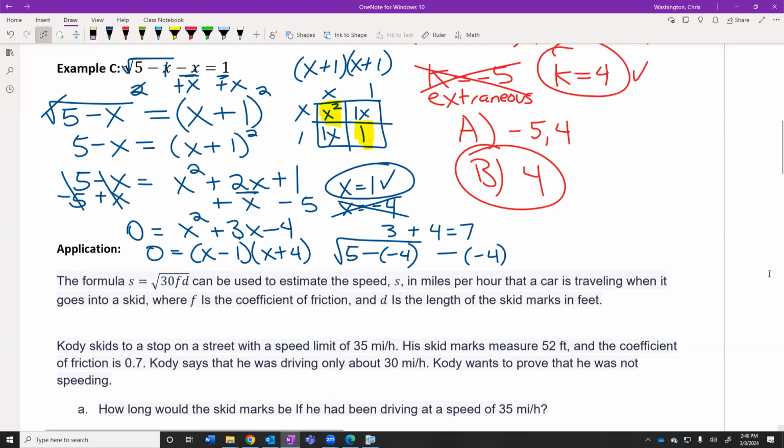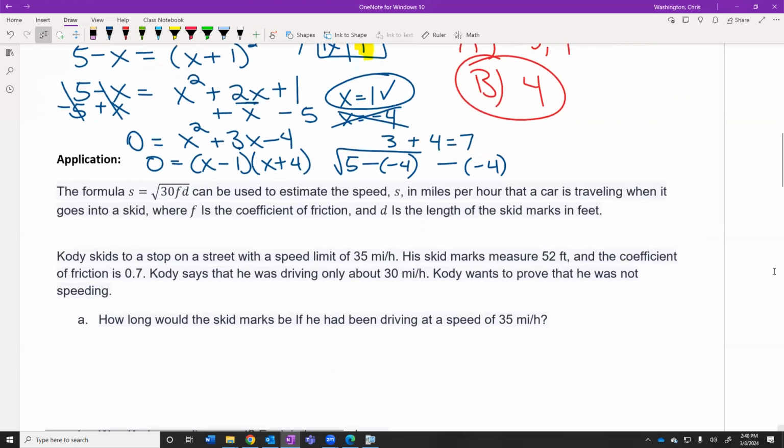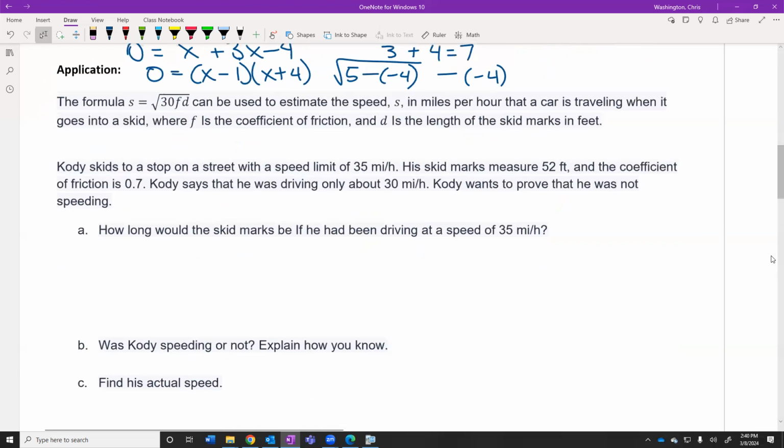Is it possible for both of them to work? It is possible for both of them to work, and on your classwork today, there will be some problems where they both work. There will be some problems where both of them do not work. That would be no solution. It just depends on the problem. The ones we did, only one of them worked, but it is possible they both work, and it is possible they both do not work.